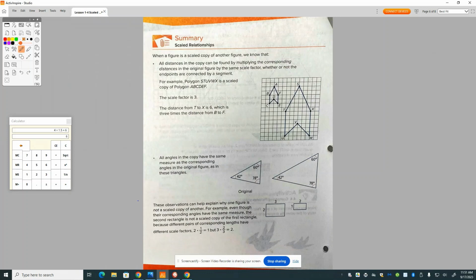So a quick summary, when a figure is a scaled copy of another, we know that all distances in the copy can be found by multiplying the corresponding distances in the original figure by the same scale factor, whether or not the endpoints are connected by a segment. For example, these 2 polygons are a scaled copy of each other. The scale factor is 3. The distance from T to X would be 6, which is 3 times the distance from B to F.